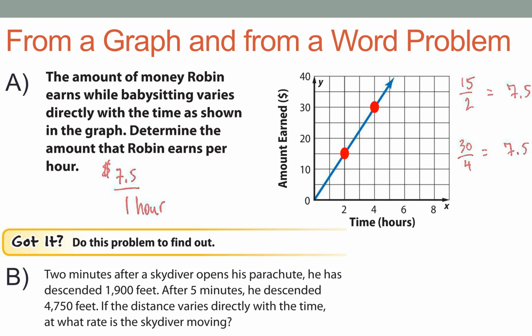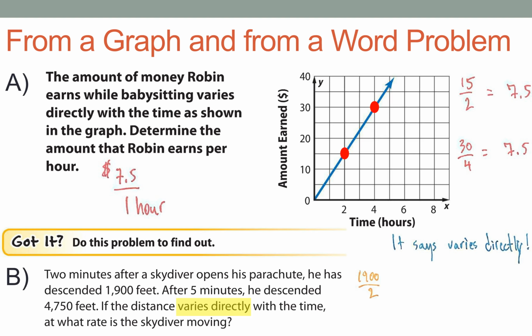Awesome. So, try B. And the one thing I want to point out with B is that it says varies directly. So when it says varies directly, we can set up these fractions and divide to find the rate, which is what this question is asking. I actually have the answer to this problem in the video, but I'm going to say pause it and then check your work afterwards. So pause the video. I'll be here and we can check when you get back.